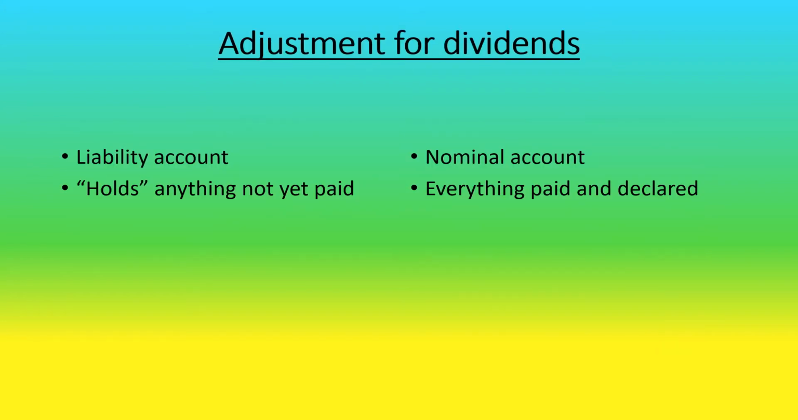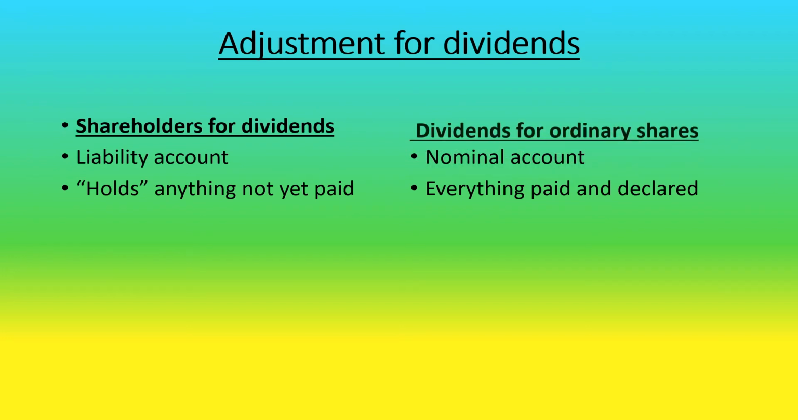Let us now move to the adjustment for dividends. When you're adjusting for dividends, there are two important accounts: one, the shareholders for dividends, and one, the dividends for ordinary shares. It's very important that you understand what both these accounts do so that you do not confuse yourself. The shareholders for dividends is a liability account. It holds anything you have not yet paid to your shareholders. Therefore, this is a liability, and therefore I call it a liability account.